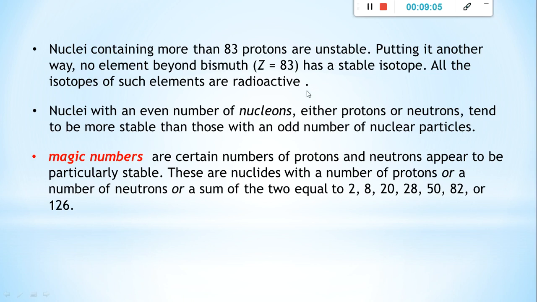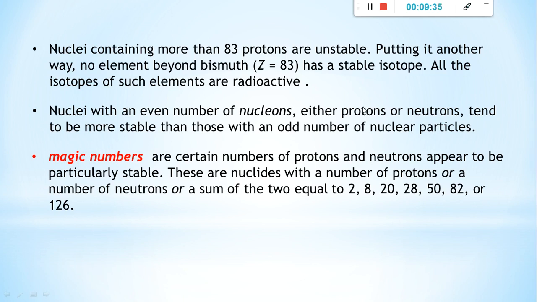Nuclei containing more than 83 protons are unstable. Putting it another way, no element beyond bismuth has a stable isotope. All the isotopes of such elements are radioactive. Nuclei with an even number of nucleons, either protons or neutrons, tend to be more stable than those with an odd number of nuclear particles.